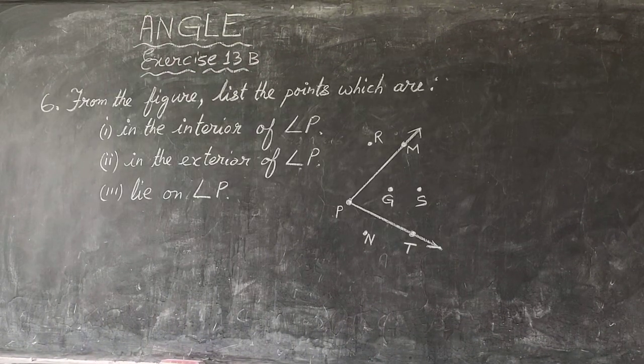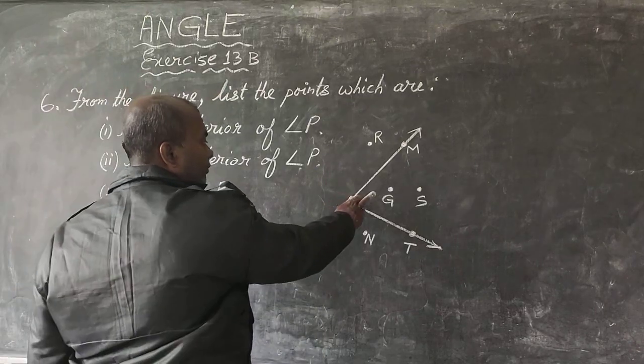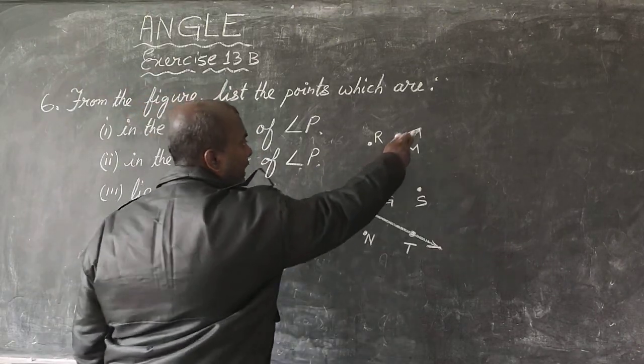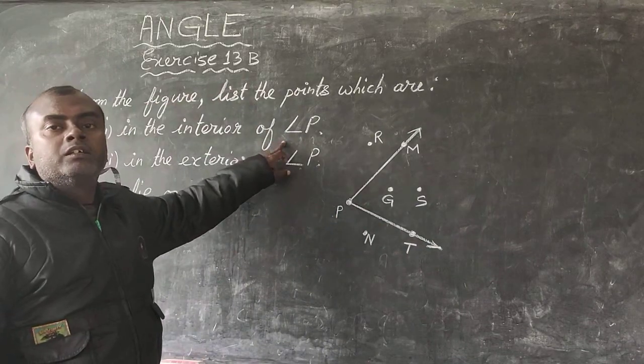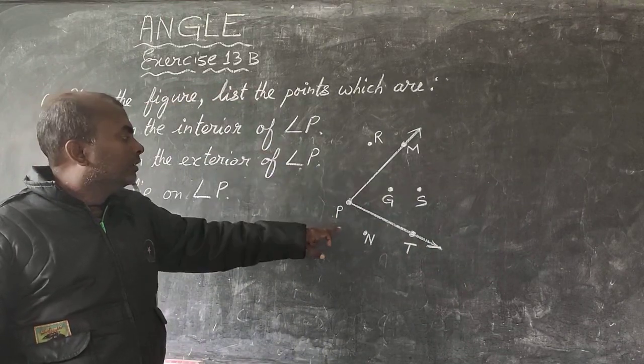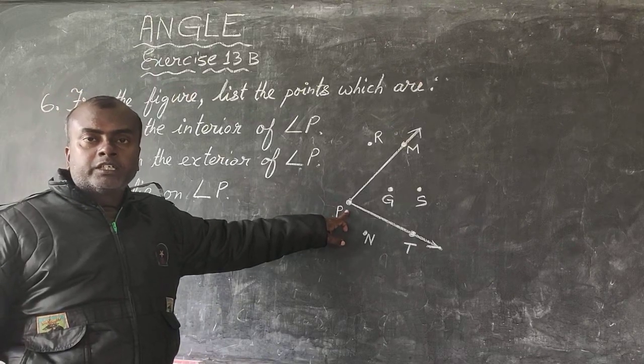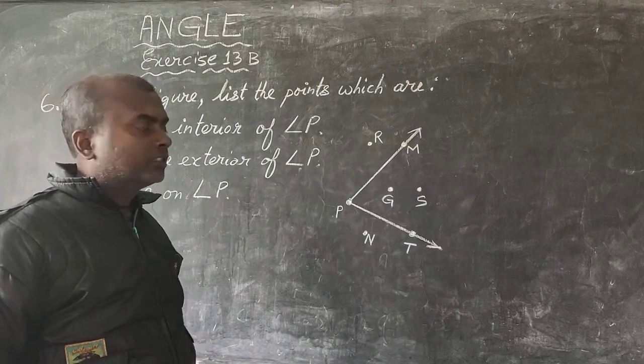Question number 6. Now here is the problem figure for question number 6. There is an angle. The name of this angle they have given as angle P. Remember, we can get the name of an angle with the name of the vertex. So here they have done that.